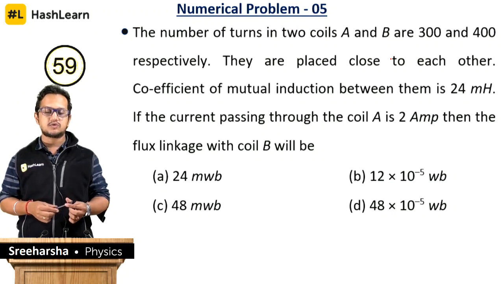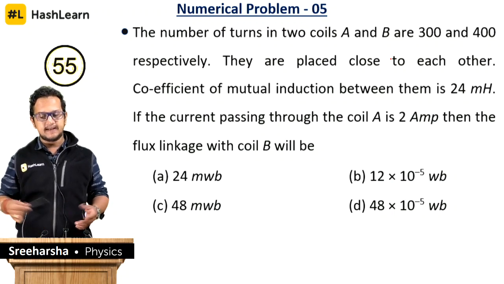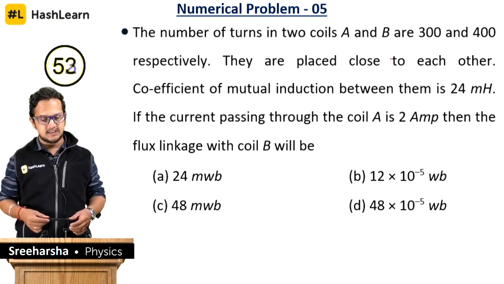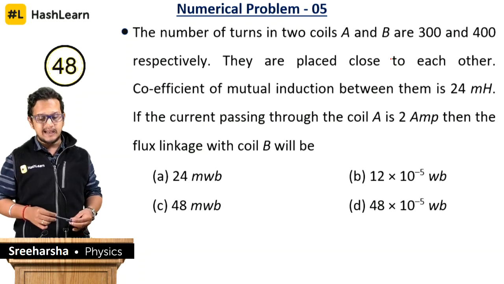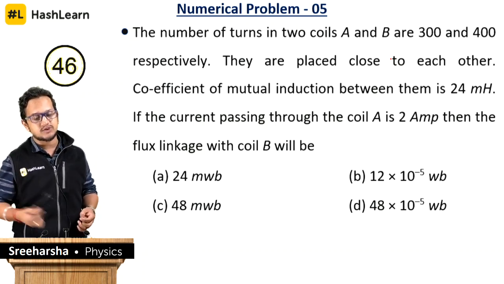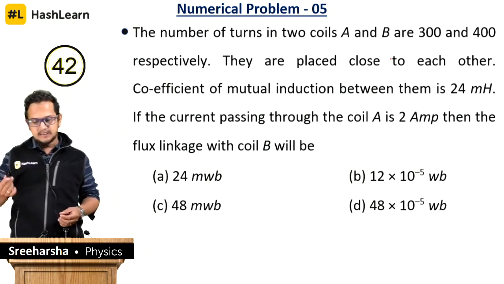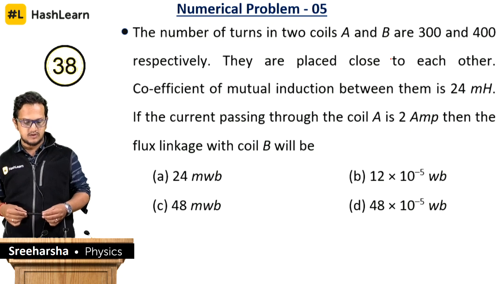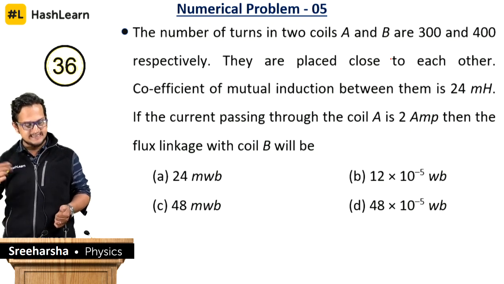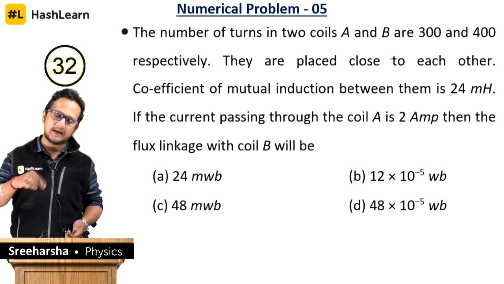The number of turns in two coils A and B are 300 and 400 respectively. They are placed close to each other. The coefficient of mutual inductance between them is 24 millihenry. If the current passing through coil A is 2 ampere, then the flux linkage in coil B will be equal to how much? This is again a very simple problem, students. What is the flux induced in the secondary coil due to the change in the current in the primary coil?